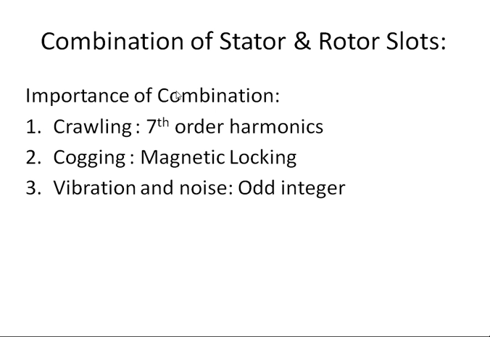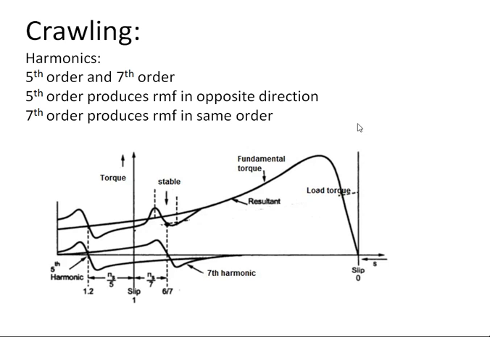So what is the effect known as crawling? When three-phase AC supply is given to the stator, this supply consists of a large amount of harmonics. Harmonics are nothing but multiple frequency components of the fundamental which are produced in the system. These harmonics can be even order harmonics or odd order harmonics. Mainly, the effect of odd order harmonics is more predominant than that of even order harmonics, because even order harmonics generally tend to cancel out each other.